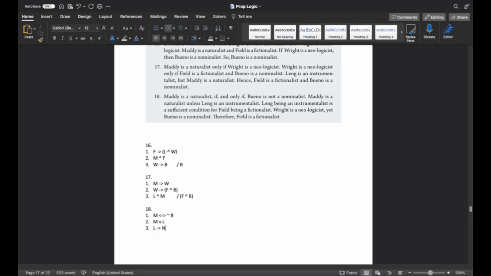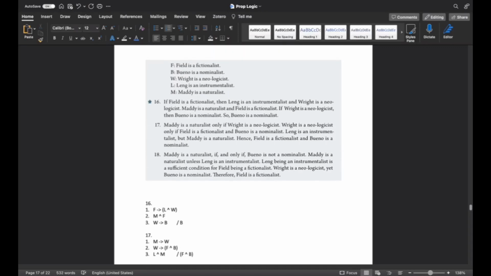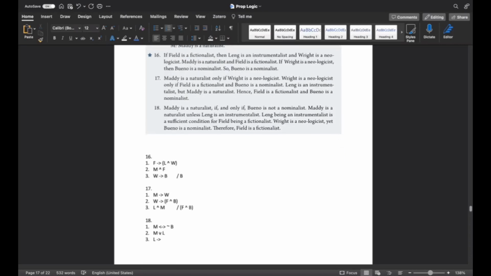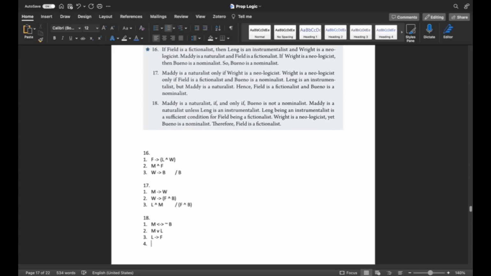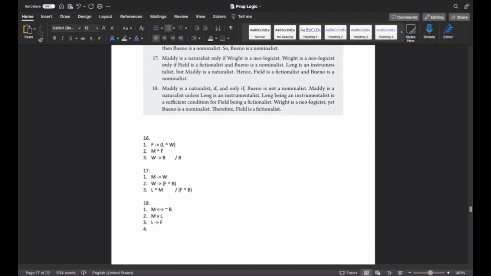So moving on to the next one, we have the acronym SUN. If Leng is a sufficient condition, then that means we have the L on the left hand side. And for the field being, I put N there, but it's actually F. So Wright is a neologicist, yet Bueno is a nominalist. It seems like it could be a conjunction.